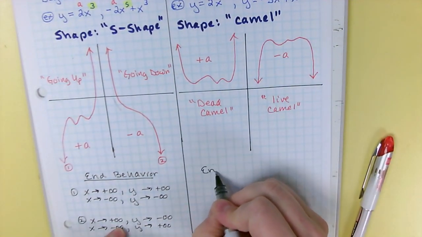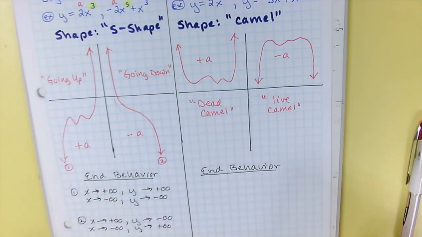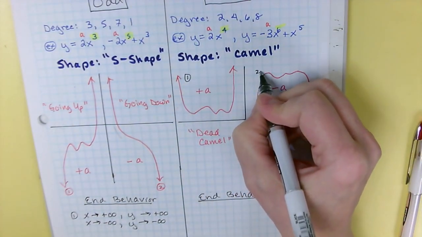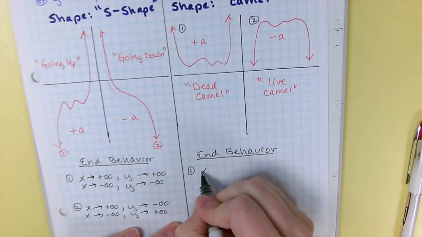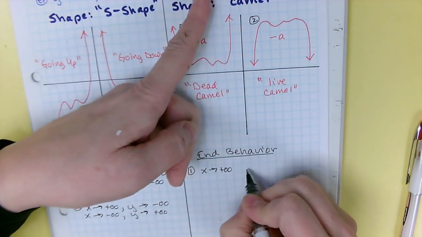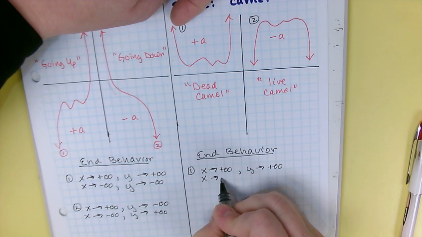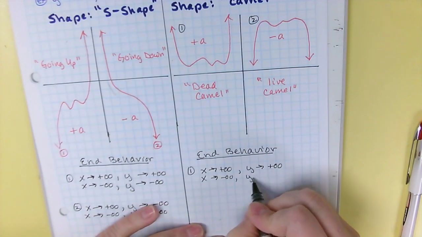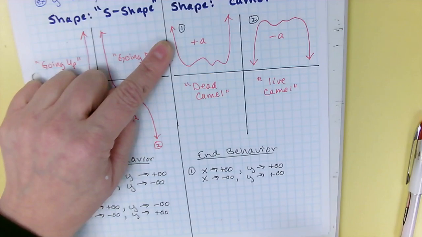Okay, so let's get into the end behavior, which is the official way to describe what the graph is doing. So again, for the sake of clarity, I'm going to number the first graph 1 and the second graph 2. So for number 1, which is dead camel, legs up, as x approaches positive infinity, as x goes to the right, your y values are shooting up. So y approaches positive infinity. As x approaches negative infinity, so as we go to the left, y is still going up. So y approaches positive infinity, regardless of whether you're going to the right or to the left.